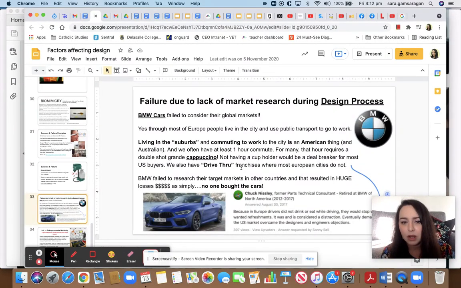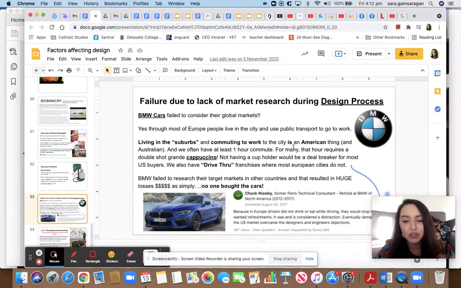I forget which one it was called. It was the BMW series something. I don't know if I put it there. But anyway, they didn't put cup holders in it, and therefore Americans wouldn't buy it because they couldn't get their drive-through Starbucks. And so that was a design failure due to not doing appropriate market research within the design process, and just assuming what's the best design.